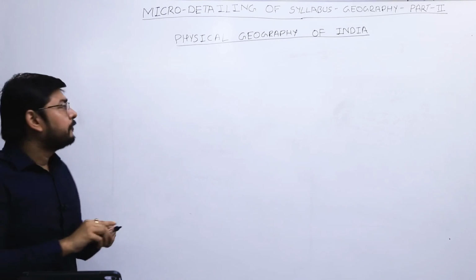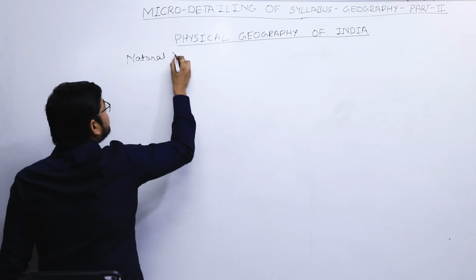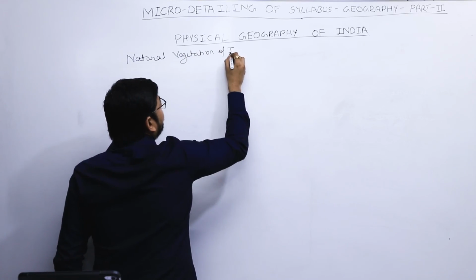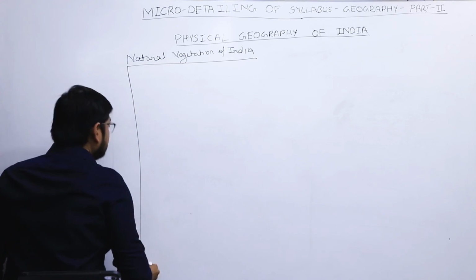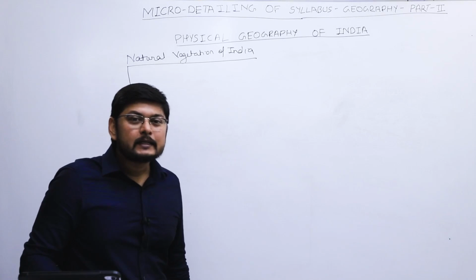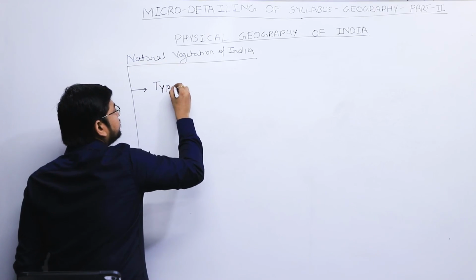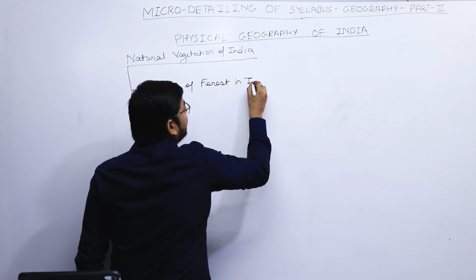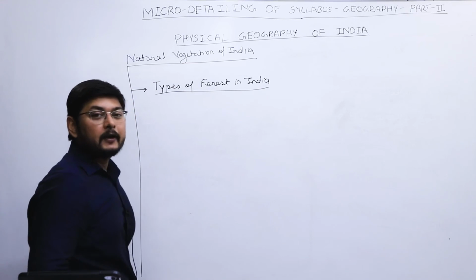The next part is the vegetation of India, that is natural vegetation of India. In the natural vegetation of India, the first and foremost very important thing is types of forest in India. These types of forest, as we have discussed before, we have different types of forest.